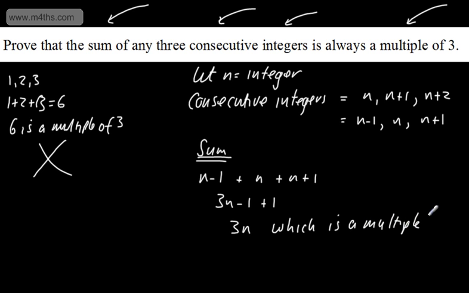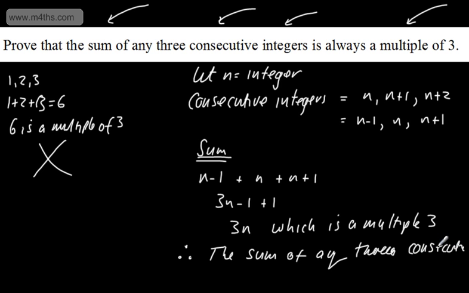And I'm going to conclude now with the statement, therefore, the sum of any three consecutive integers is always a multiple of 3. And that's my proof concluded, a multiple of 3.